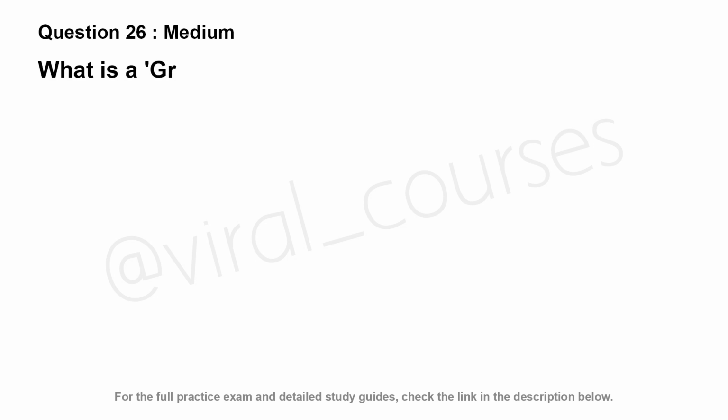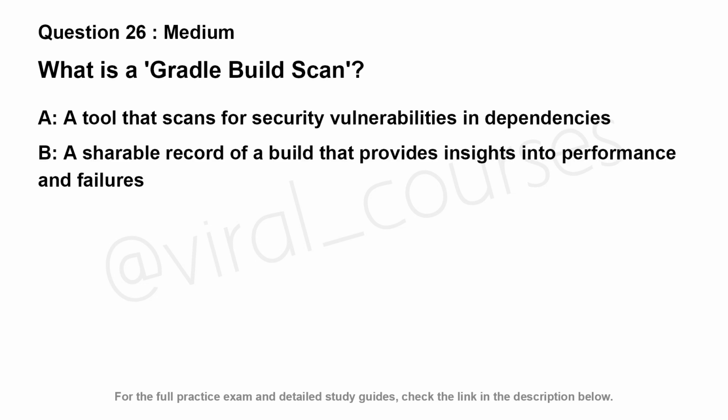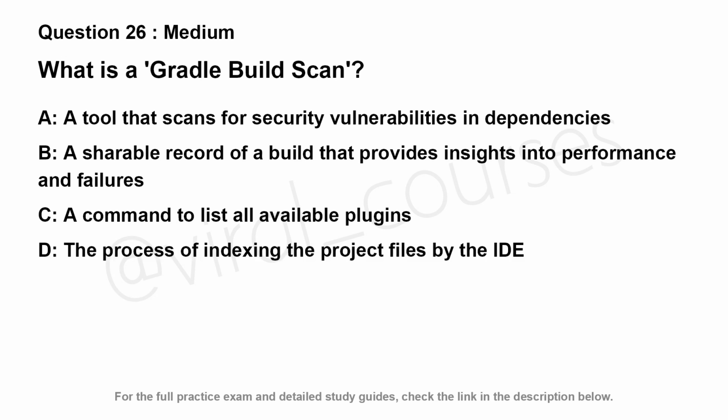What is a Gradle build scan? Option A. A tool that scans for security vulnerabilities in dependencies. Option B. A shareable record of a build that provides insights into performance and failures. Option C. A command to list all available plugins. Option D. The process of indexing the project files by the ID.